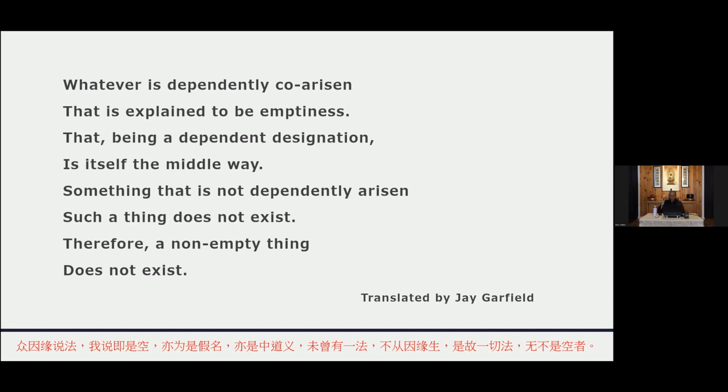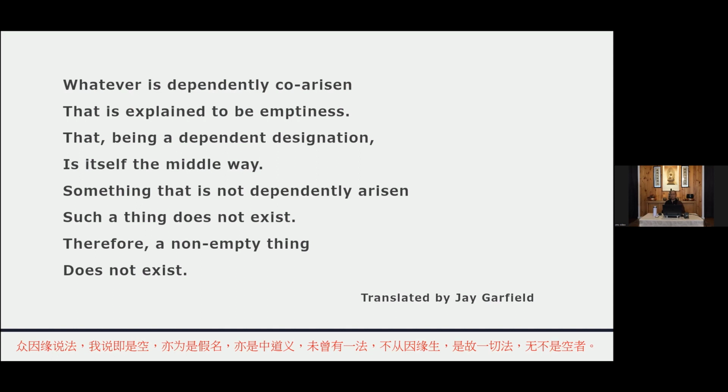The causes and conditions and consequence have no fixed interpretation, like math or chemistry, no fixed way to see it. That's why Buddha said this very famous sentence: whatever is dependently co-arising, that is explained to be emptiness. That being a dependent designation is itself the middle way. Something that is not dependently arising, such a thing does not exist. Therefore, a non-empty thing does not exist. Right now, the emptiness here is not the non-existing of something. The emptiness is the nature of the emptiness.